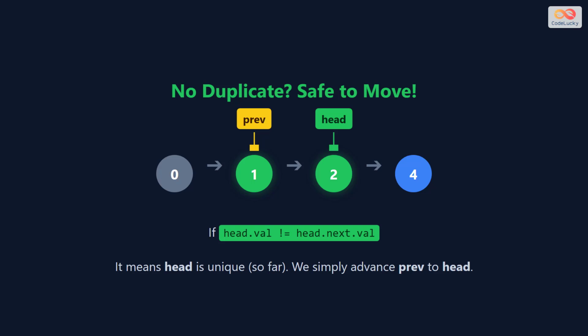On the other hand, if head value is not equal to head next value, we know that the head node is unique. In this safe case, we simply move our prev pointer forward to the head, effectively locking it in as part of our final list. In both cases, we always advance the head pointer to continue the scan.